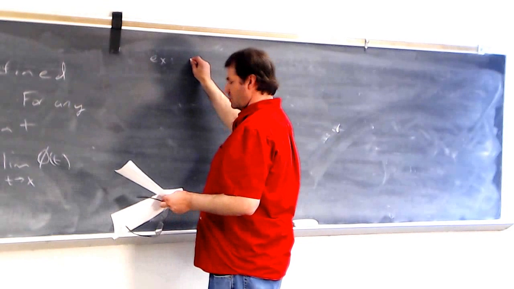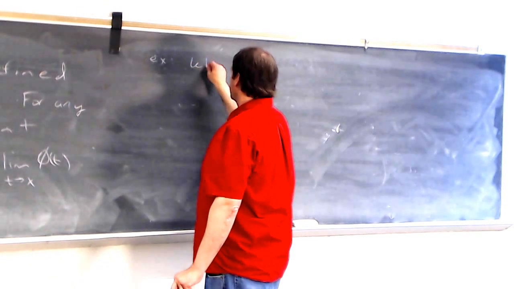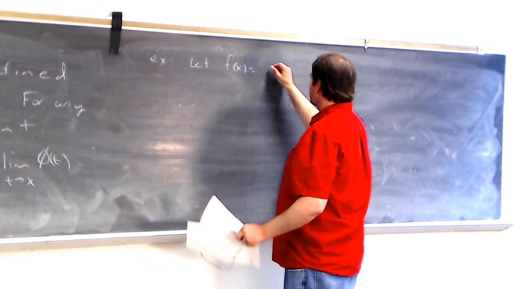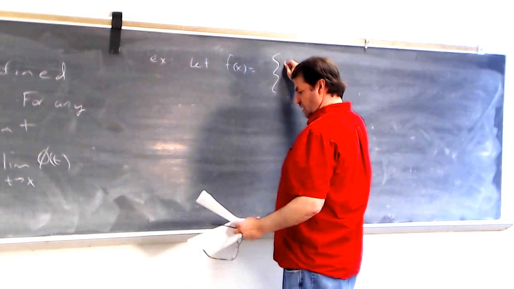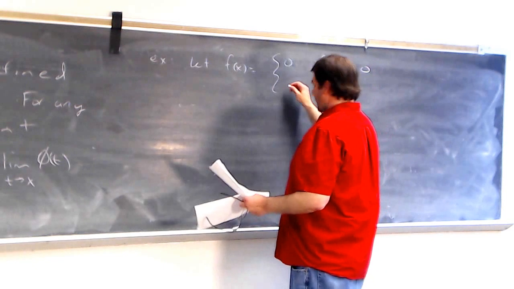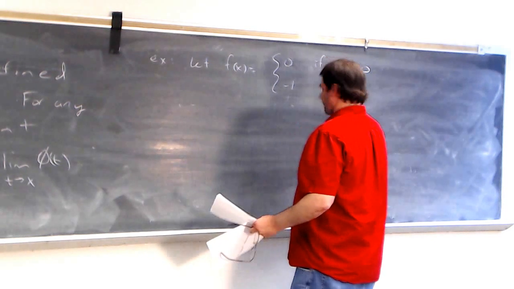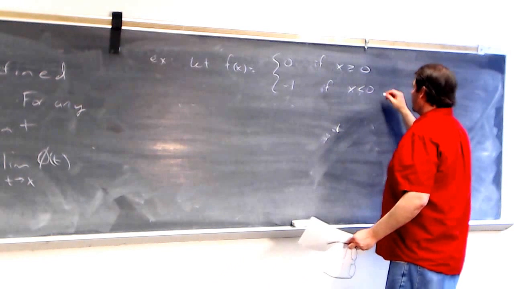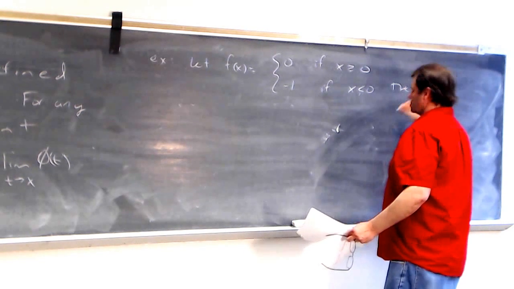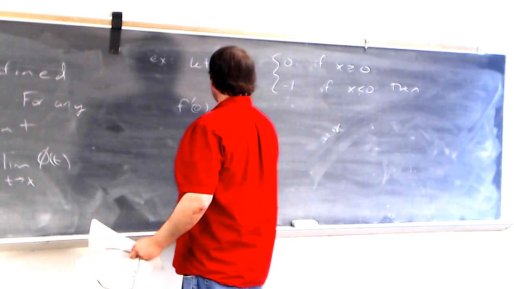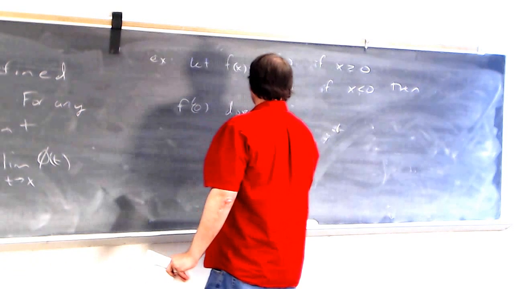As an example, let f of x be defined as a piecewise defined function of 0 if x is greater than or equal to 0, and minus 1 if x is less than 0. And then what we claim is that f prime of 0 does not exist.